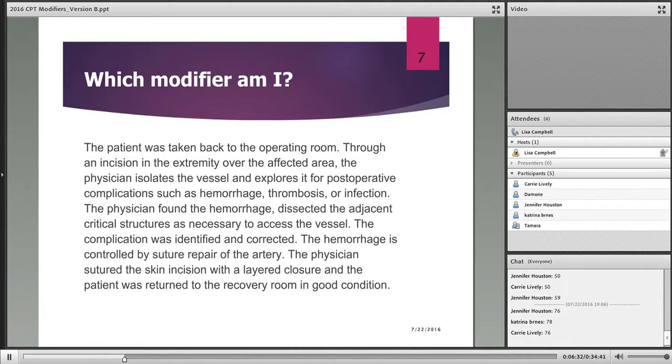All right, so the modifier would be 78 because the key here was taken back to the operating room. And if you notice, he's exploring it for post-operative complications. So this would be 78.